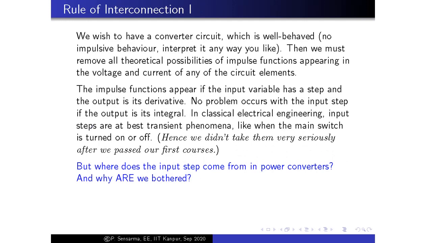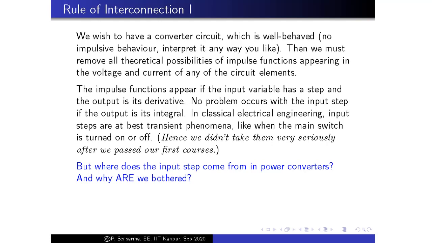Now, we want to create a converter which has its variables bounded. We do not really want any impulse behavior in any of the voltages and currents. If we got to do that, then we must ensure that no current step is applied to an inductor and no voltage step is applied to a capacitor. But the converse is completely possible.